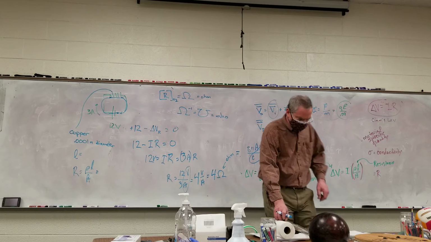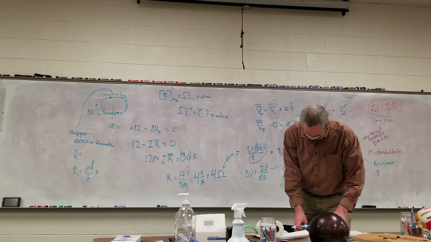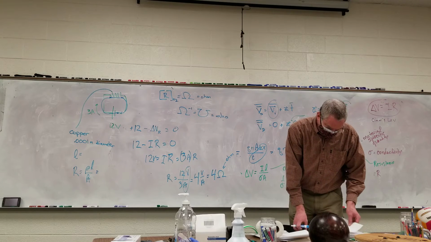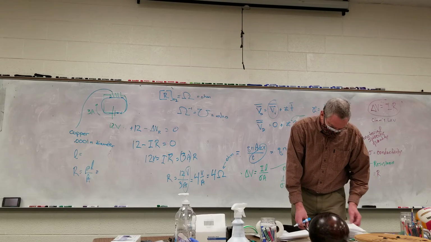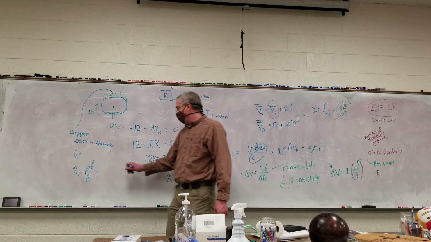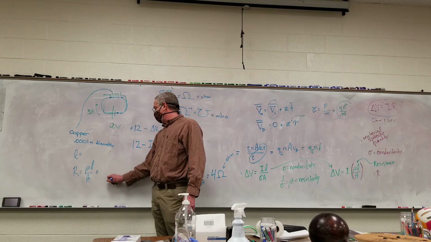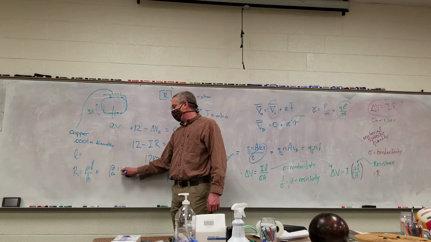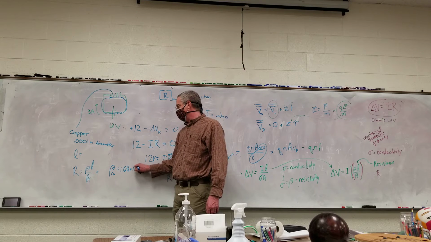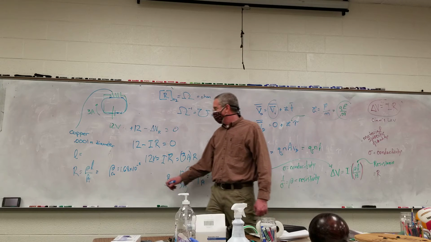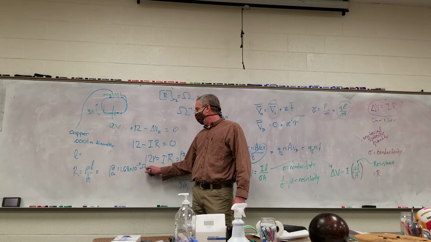So the resistivity of copper I have written down in here. 1.68 times 10 to the negative 8. So resistivity of copper. Now there are other values depending upon which source, 1.68 times 10 to the negative 8. That would be ohm meters.